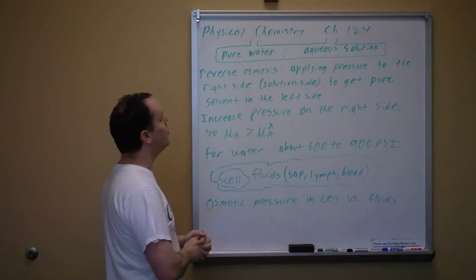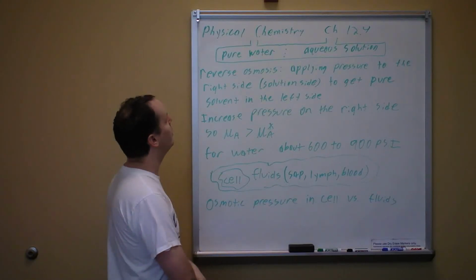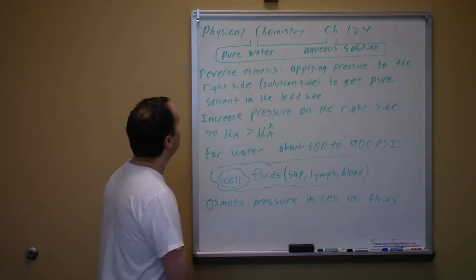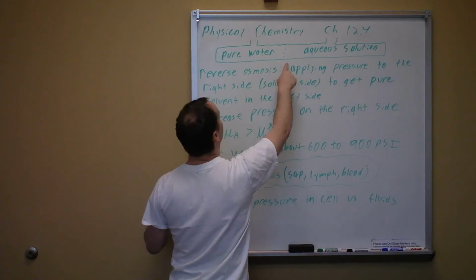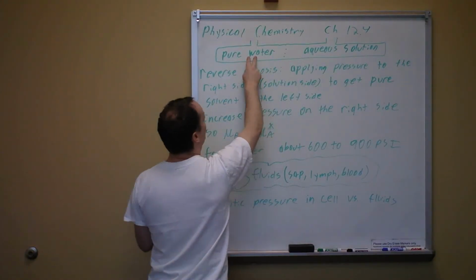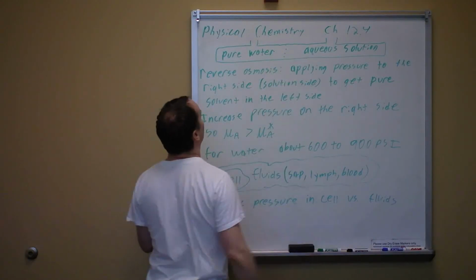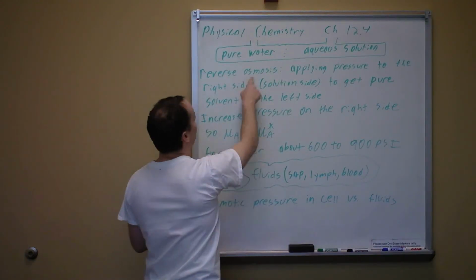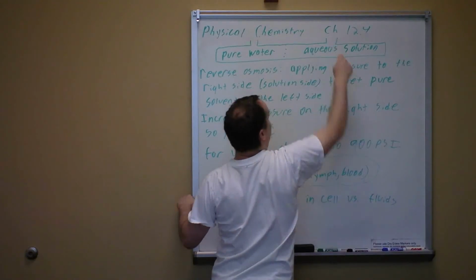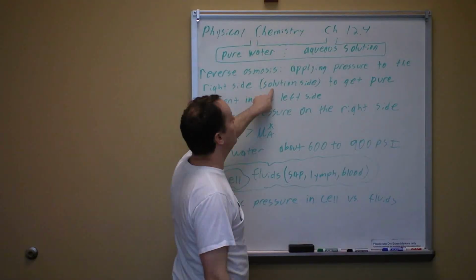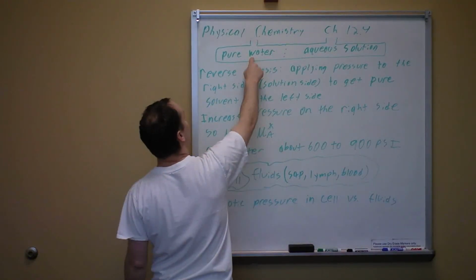Continuing on physical chemistry, chapter 12, section 4, we're talking more about osmotic pressure. So let's say we have a similar system as before. On the left side we have pure water, on the right side we have some sort of aqueous solution, and in between we have a membrane that only passes water. Reverse osmosis is when we apply pressure to the right side, the side of the solution, to get pure solvent out the left side.